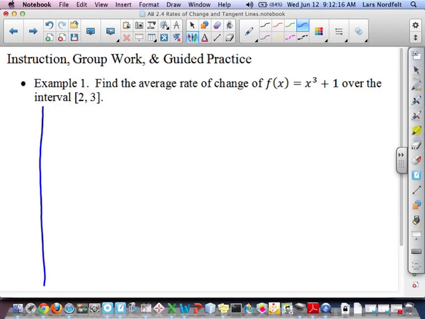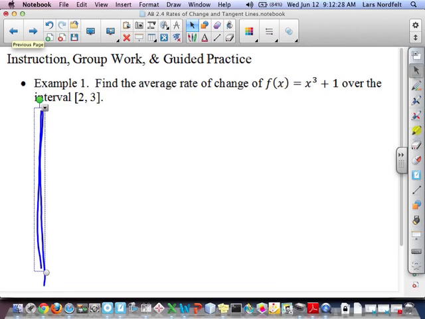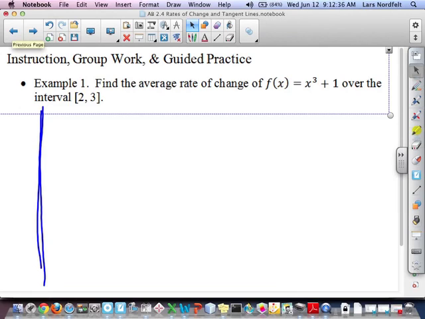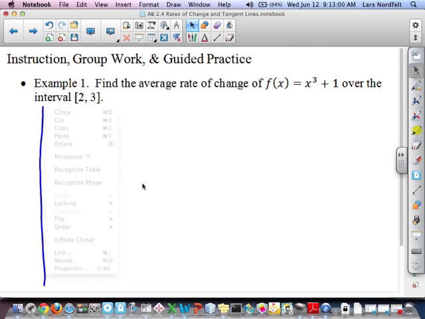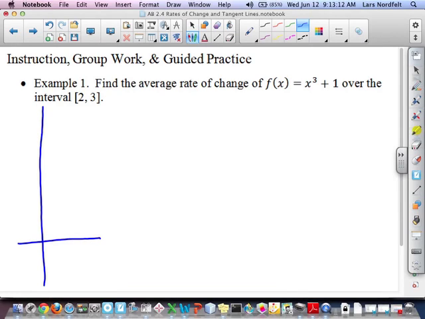Now I'm going to have 2 lines. Okay, so now my computer's really slow. Look, I have an axis now.